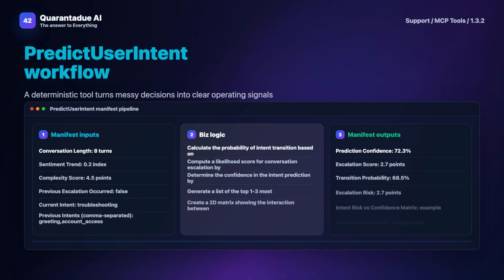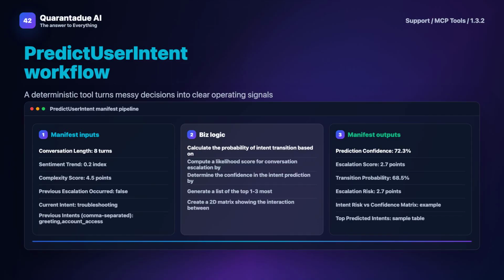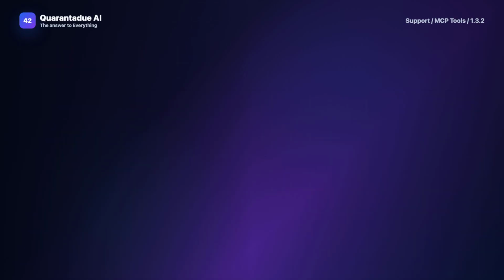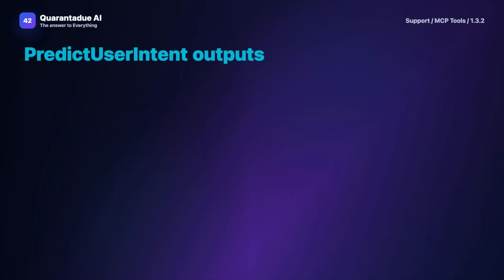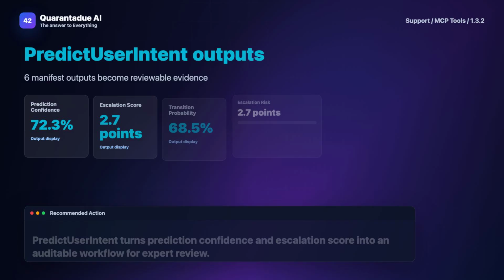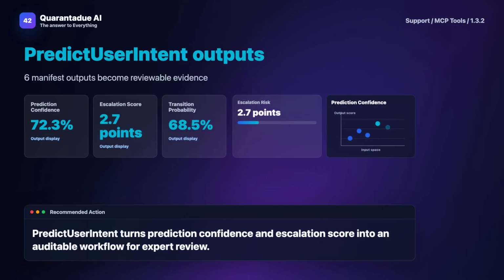and escalation score impact. Generate a list of the top 3 most likely next intents by filtering the domain-specific intent pool using confidence threshold and complexity gate. And create a 2D matrix showing the interaction between escalation risk from escalation score and prediction confidence across different intent categories. This keeps the process deterministic, reviewable, and aligned with how support teams actually make decisions.